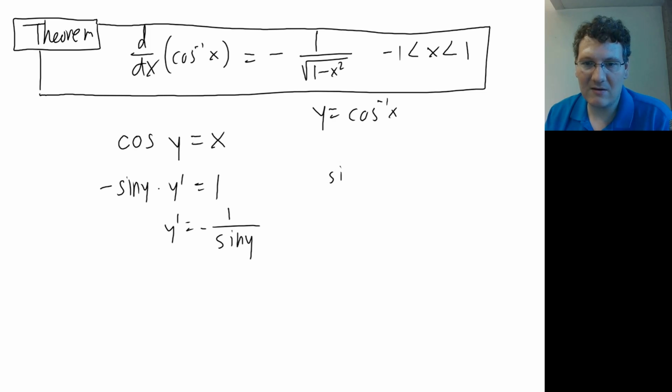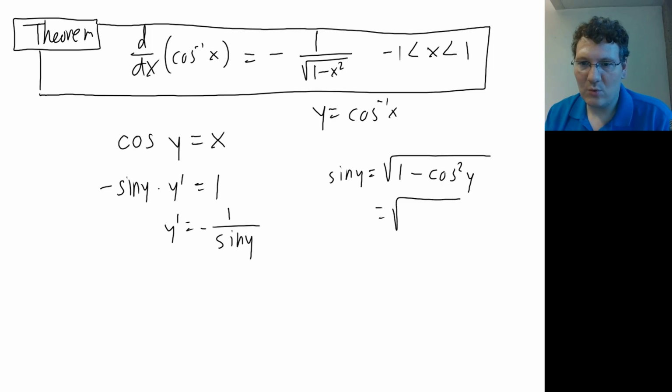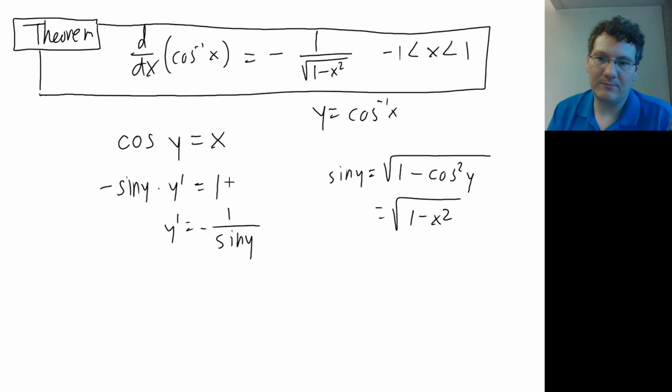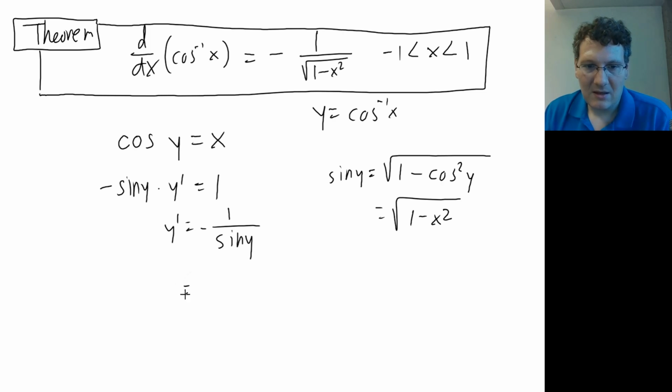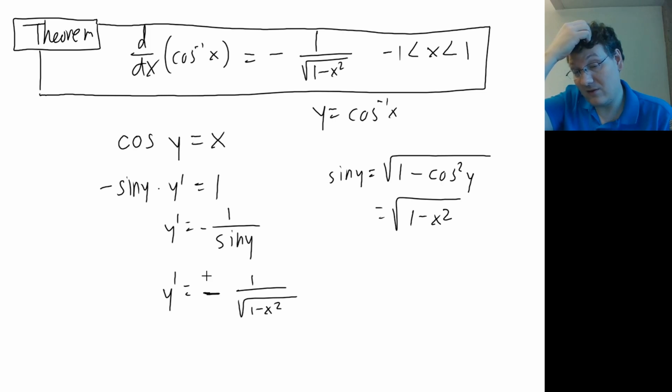and by the Pythagorean theorem, the sine of y is equal to the square root of 1 minus the cosine squared of y, and that's 1 minus x squared, because that's what the cosine of y is, it's x, right? So this is -1 over square root 1 minus x squared, that negative sign out front. And that's how you can prove or derive the derivative of the cosine inverse function.